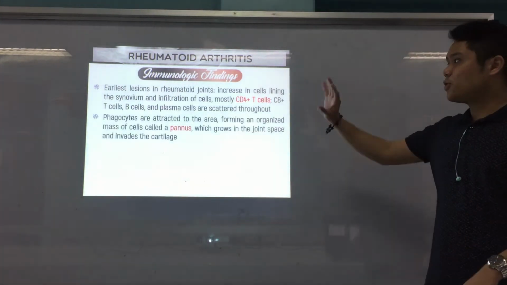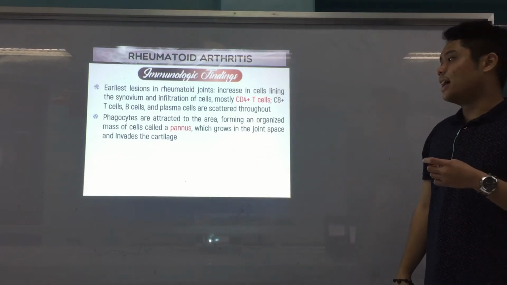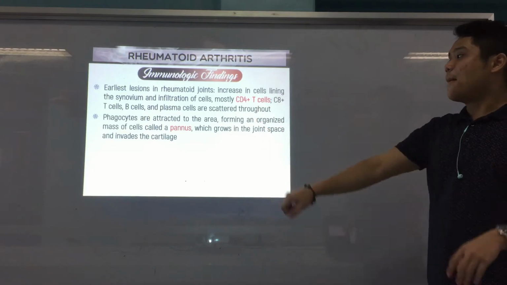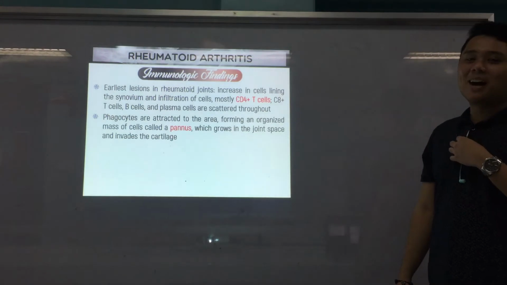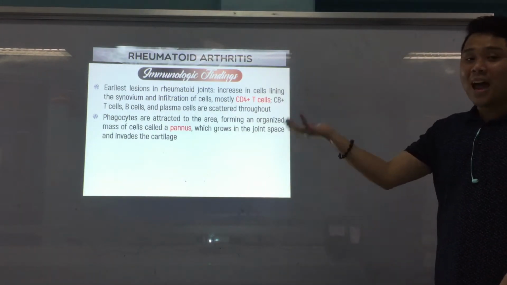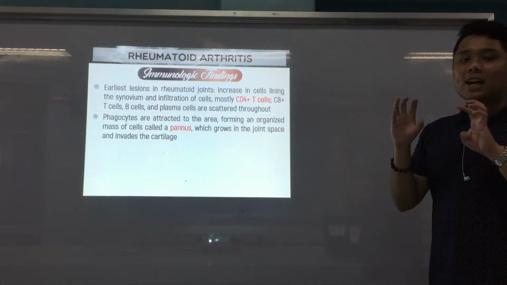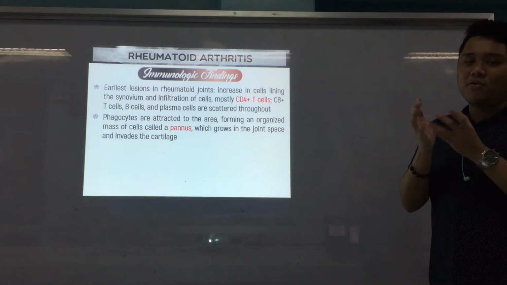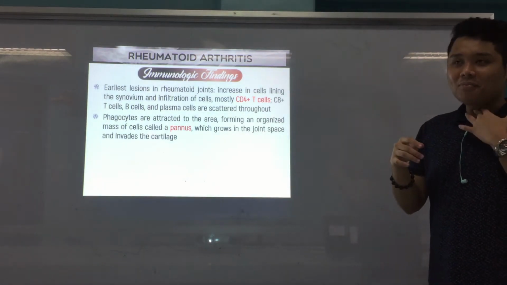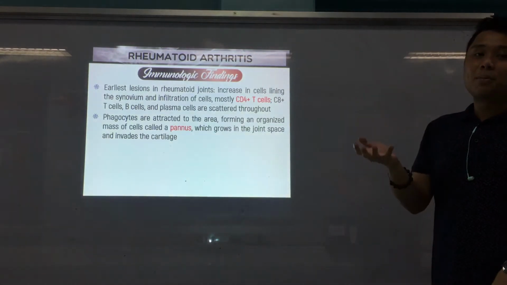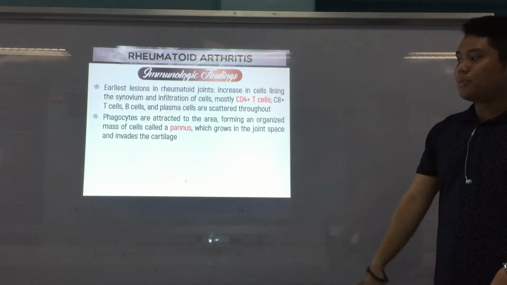Aside from that, because of these immune cells, the phagocytes are attracted, forming an organized mass of cells called a pannus. Pannus grows in the joint space and invades the cartilage. So the pannus is a mass of phagocytes, of your immune cells that are found in the joints. They increase in size because, again, of the increase in the number of cells. Of course, some of them die, so they combine and accumulate, and that forms your pannus.